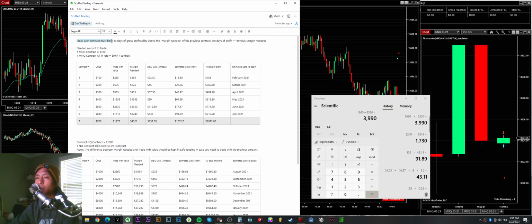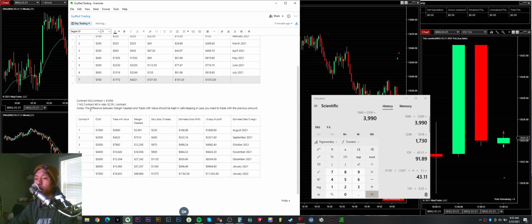And ideally, each contract must have 10 days of gross profitability above the margin needed of the previous contract. So 10 days of profit. No, 10 days of this, which is this, above the previous margin needed, which would be this. So 10 days of profit plus previous margin needed, this plus this equals that. And yeah, that's pretty much it.